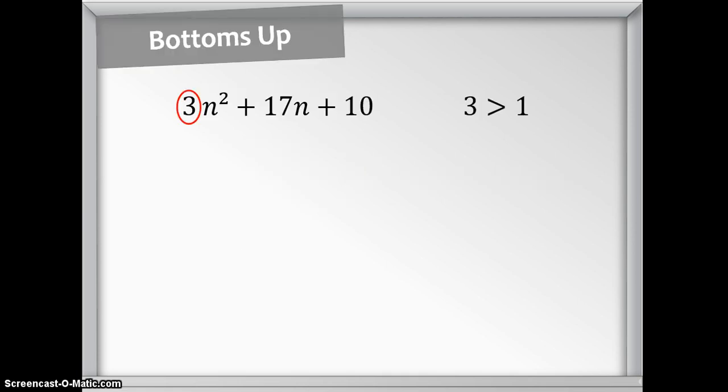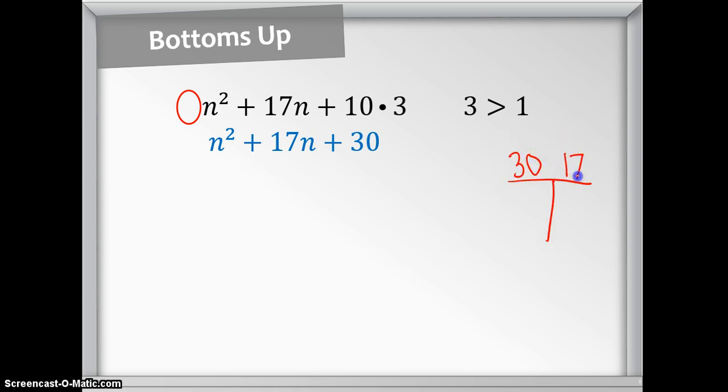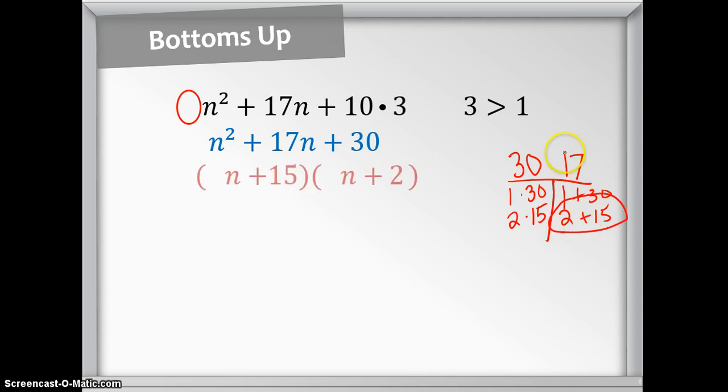You take 3, this coefficient that's greater than 1, you multiply it to the 10, which now you have 30. So now you're going to see what multiplies to 30 and adds to 17. Well, 1 times 30 is 30, but 1 plus 30 is not 17. 2 times 15 is 30, and 2 plus 15 is 17. So these are my two factors, 2 and 15. So then you write them how you always do.